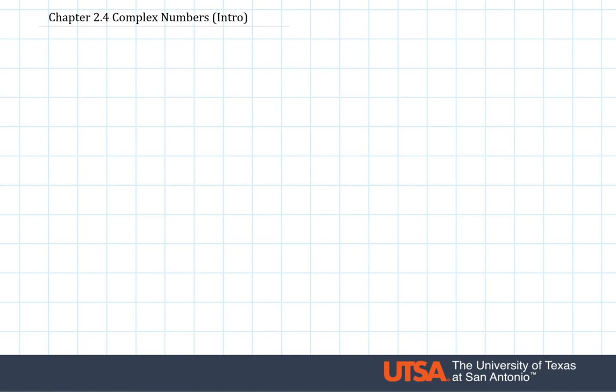So a complex number is a number with the form a plus bi, where a is the real part and b is the imaginary part of the complex number. If b equals 0, then this whole thing, a plus bi, is just a, which is a real number. If a equals 0, and b is not equal to 0, then the complex number is called a pure imaginary number. An imaginary number is an even root of a negative number.